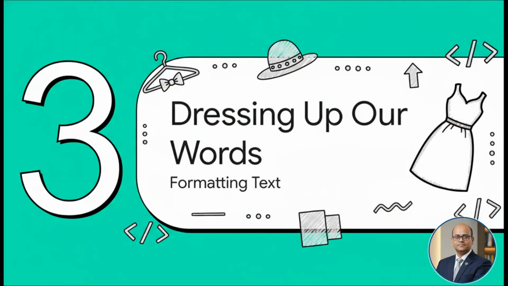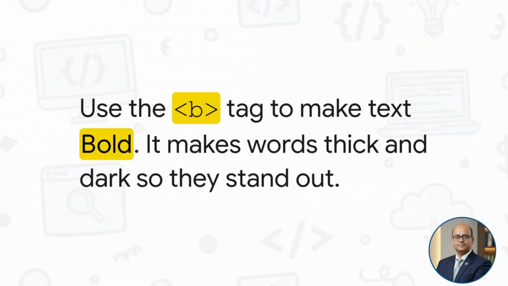Very good. So, now that we have the skeleton, let's put some simple clothes or some decorations on our words, okay? We will make our text look a little different. We have already seen this one. Do you remember? Yes, the B tag for bold. It makes the words look thick and dark. And you must always remember an opening tag and a closing tag with the slash.